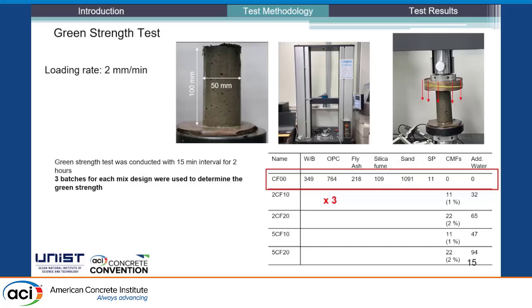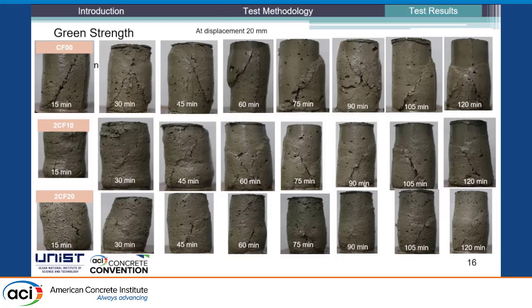And we did 3 batches for all the cases, and then we do the loading, uniaxial loading, at a loading rate of 2 millimeter per minute, which is quite slow, but it was conducted since the material is in the fresh state. And you can see these photographs taken at a displacement of 20 millimeter, and with the addition of fibers, there seems to be a bridging property of the cracks over time if we compare the figures at each point of time.